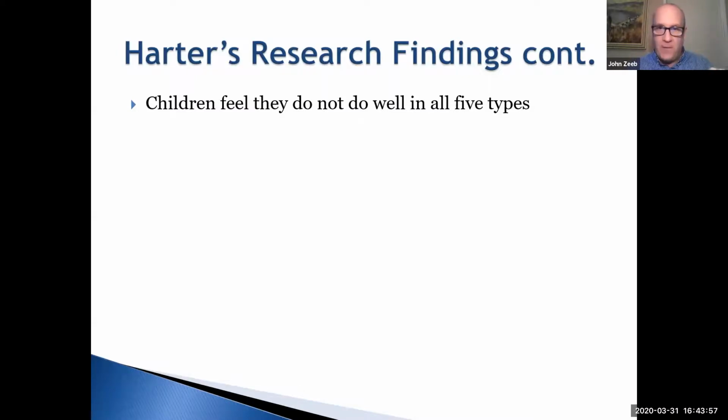Each child was given a profile where they would rate each of these 5 types in the study, and she found extreme variability in those findings.